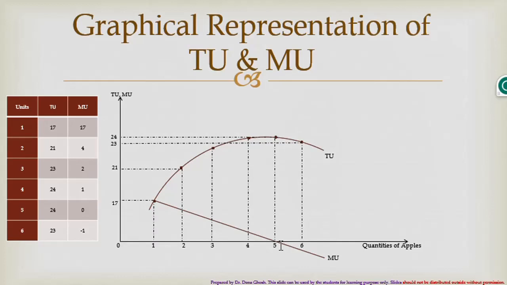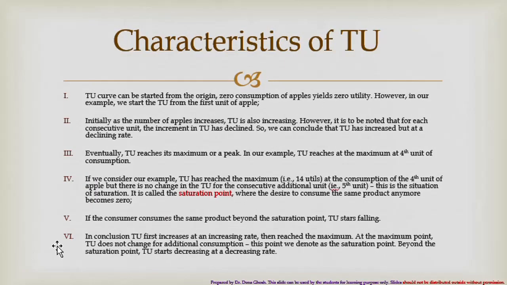Now what will happen if the consumer increases the consumption further, beyond this fifth unit? You can see that the value of the total utility has gone down and marginal utility here became negative. So if we jot down the information, then we can conclude it like that.